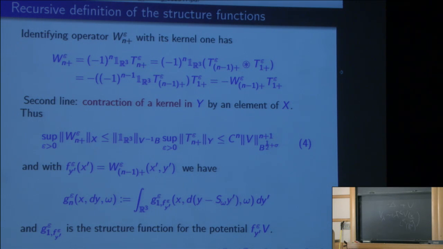But not surprisingly, this Gn is an average of the G1s, but you can't get away with your potential V alone. The potential V is multiplied by this guy, which is the kernel of the previous one. So it's an inductive procedure that rests on these two innocent-looking lines, where these... That line there, the bottom line, yes, the bottom formula displayed.